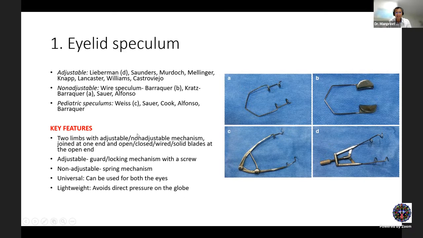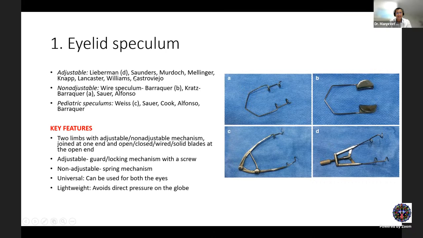So the eyelid speculum is the first one which we use for intraocular procedures. How is it described? First, you can categorize it. Is it an adjustable or non-adjustable speculum? Figure D is an adjustable speculum, and figures A and B are non-adjustable or wire speculums. And for pediatric use, you can see figure C is the V speculum.